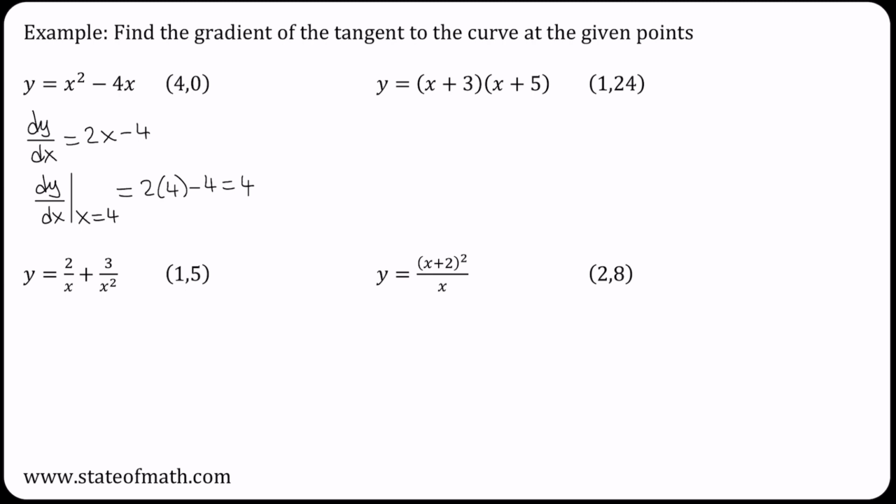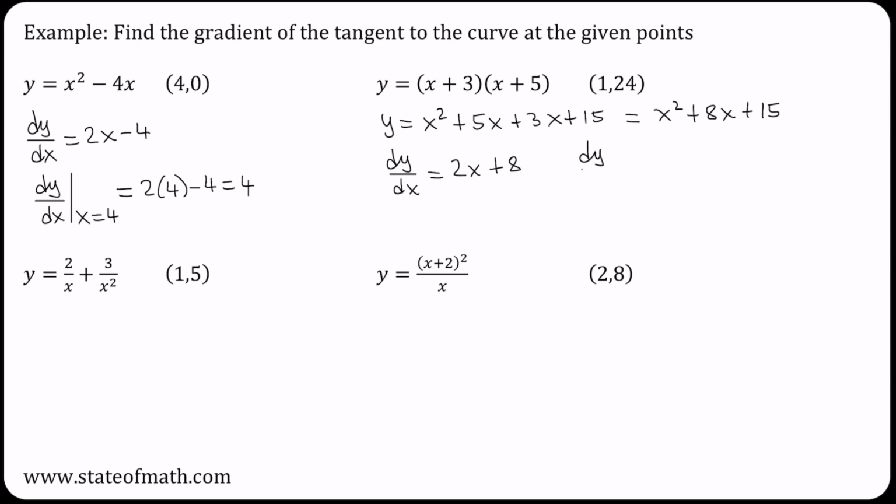In the second example, y is x plus 3 times x plus 5. I will start by expanding to get x squared plus 5x plus 3x plus 15. I will collect the like terms to get x squared plus 8x plus 15. And therefore, I'm now ready to differentiate. I will get 2x plus 8. So I will now substitute x with the value of 1 to find the gradient at x is 1. It's 2 times 1 plus 8, which is equal to 10.